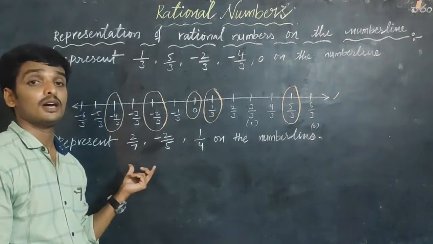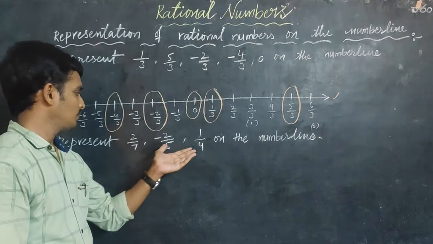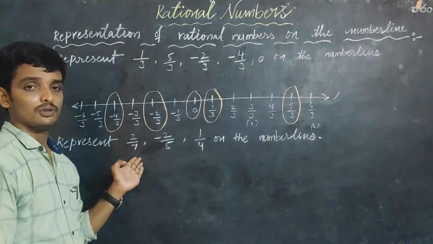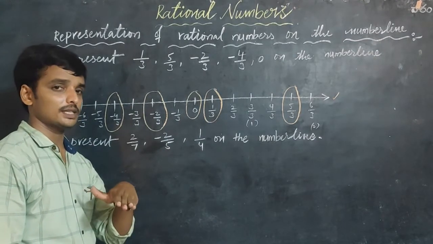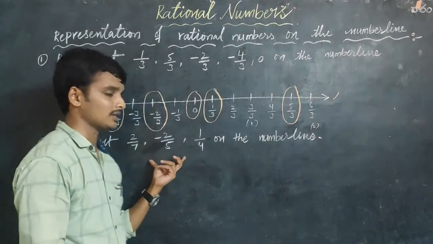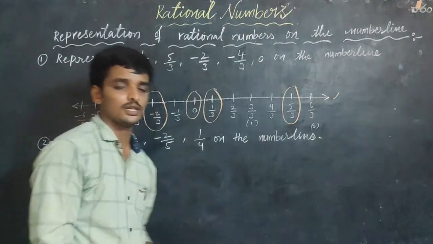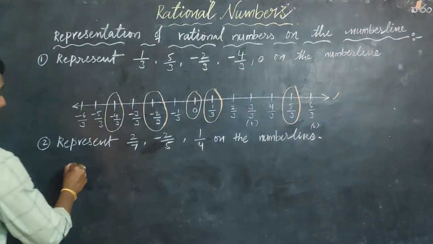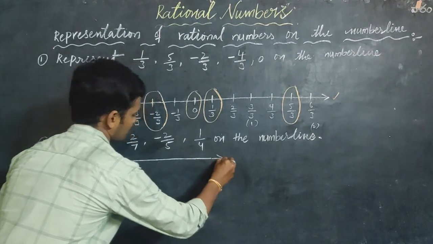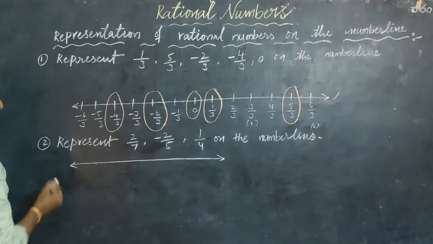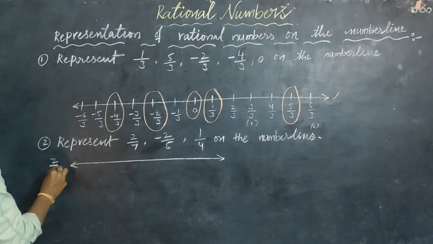Here are 2 by 7, minus 2 by 5, 1 by 4. Are the denominators the same? No, they are different: 4, 5, 7. So we cannot represent these three numbers on the same number line. We use a different reference for each. First I am representing 2 by 7.